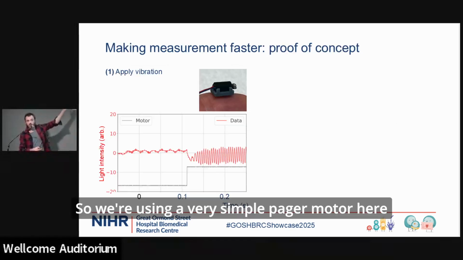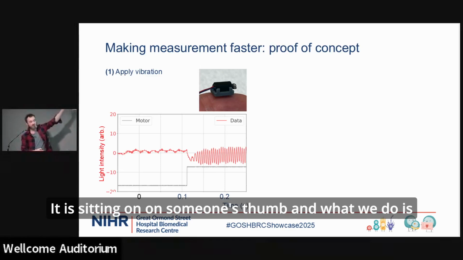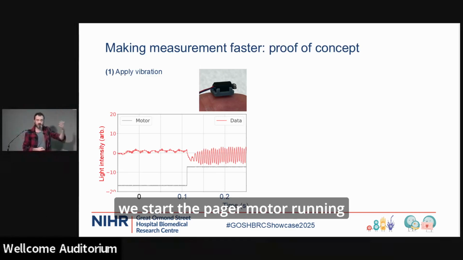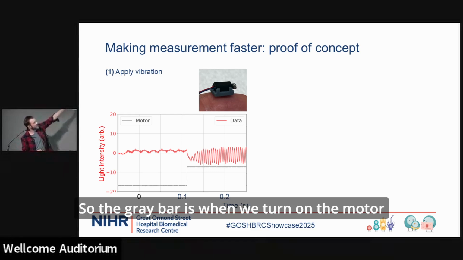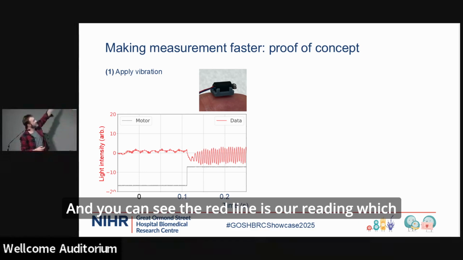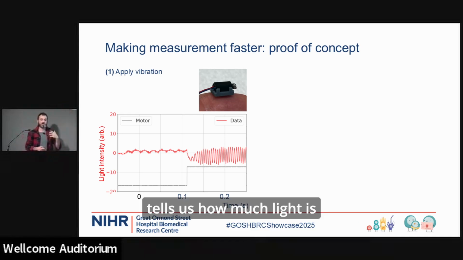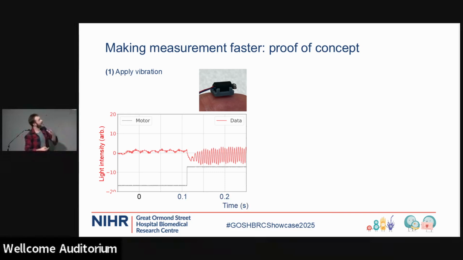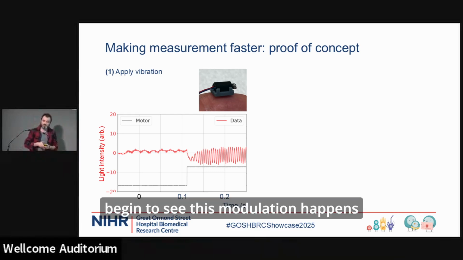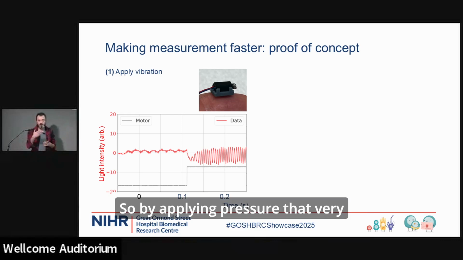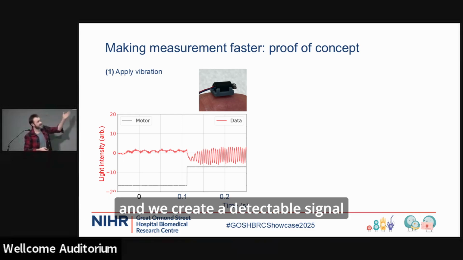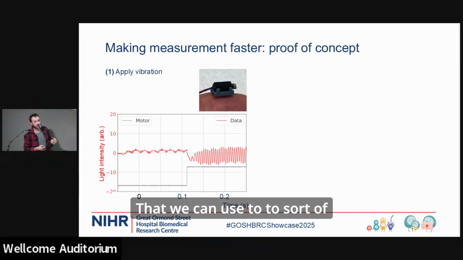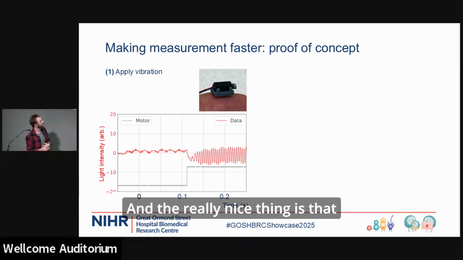So we're using a very simple pager motor. Here it is sitting on someone's thumb. We start the pager motor running, and you can see in this trace in the bottom left, the gray bar is when we turn on the motor. The red line is our reading, which tells us how much light is passing through the fingertip. At the point where we start this motor running, we begin to see this modulation. By applying pressure that very rapidly changes at your fingertip, we change the amount of blood that's present, and we create a detectable signal that we can use to read out properties of the blood.